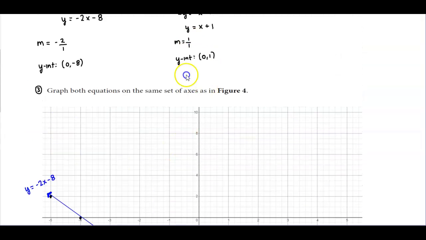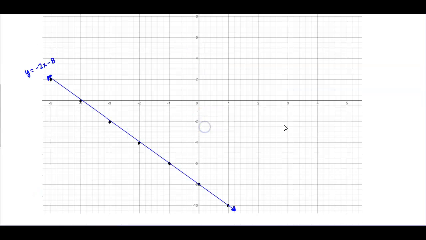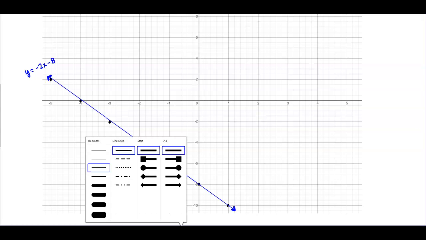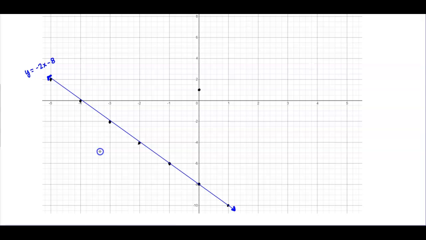Now we're going to graph the other line. So our y-intercept is (0, 1), and our slope is 1 over 1. So we're going to first plot our y-intercept, and our y-intercept is at (0, 1). Our slope is telling us to go up 1 and then to the right 1. Up 1 and then to the right 1, and so on.